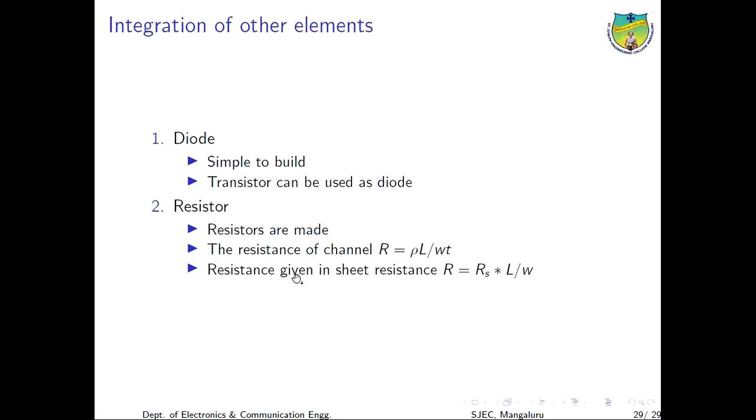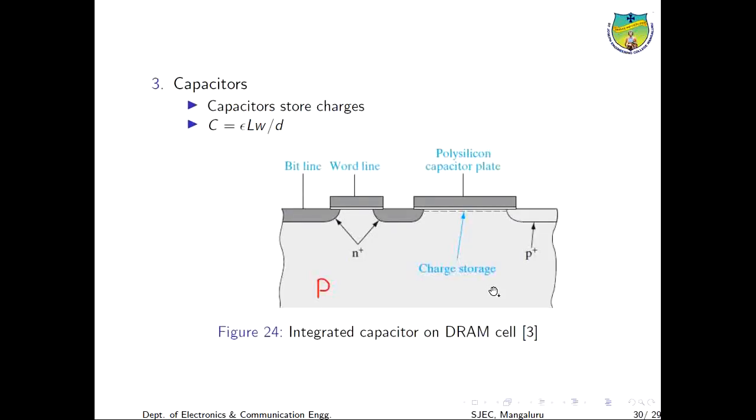So resistance can be given in terms of sheet resistance and also in terms of resistivity, which we have seen in the previous equation. Sheet resistance is the measure of resistance per square. So if sheet resistance is given in the problem, the resistance can be calculated. Similarly, if the resistivity of the material, that is rho, is given, then also we can find the resistance. Next, moving on to the capacitor.